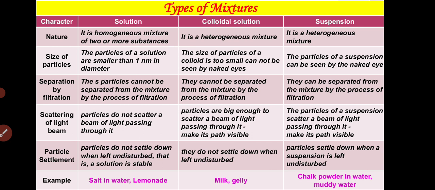So solution is a homogeneous mixture of two or more substances, while colloidal solution and suspension are heterogeneous mixtures. Based upon the size, solution has the least particle size, less than or equal to 1 nanometer in diameter. What is 1 nanometer? 1 nanometer is the 10 raised to 9th part of 1 meter. Then in colloidal solution, the particles are so small that they cannot be seen by naked eyes. While in the suspension, we can see the particles by our naked eyes.